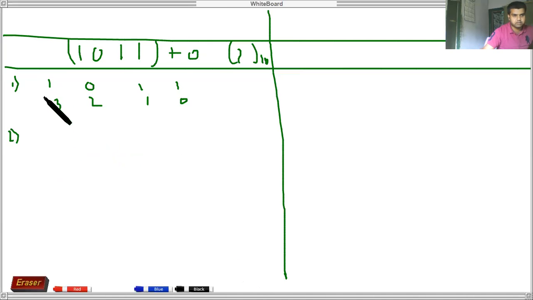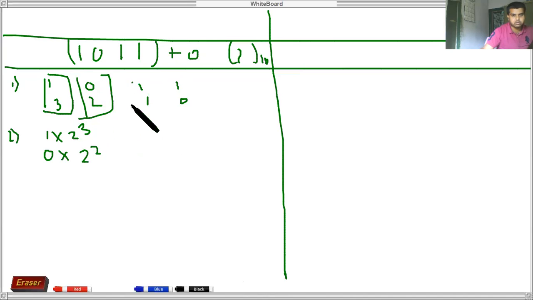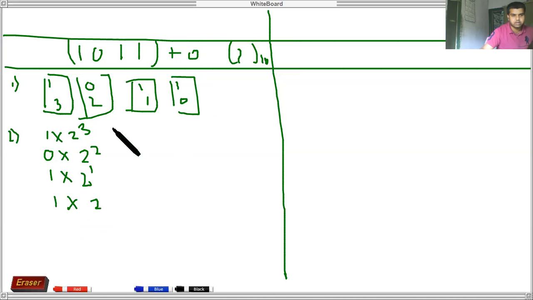That is, the first one is 1 into 2 to the power 3. Then you have 0 into 2 to the power 2. Then after this you have 1 into 2 to the power 1, and finally you have this part, that is 1 into 2 to the power 0.